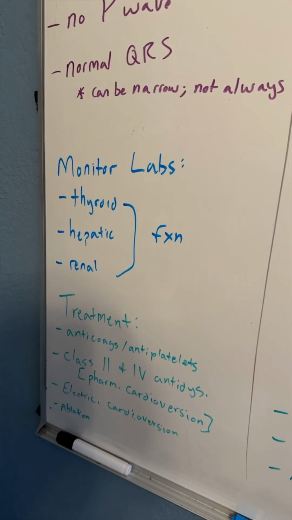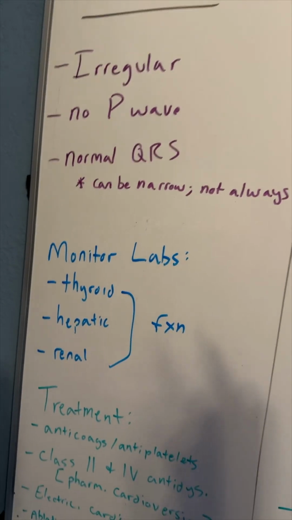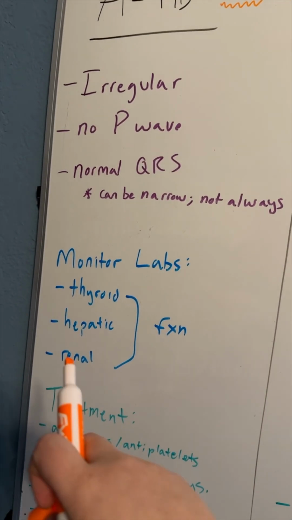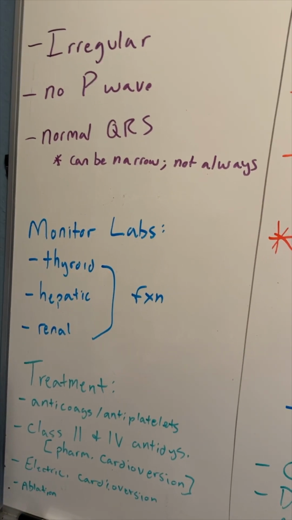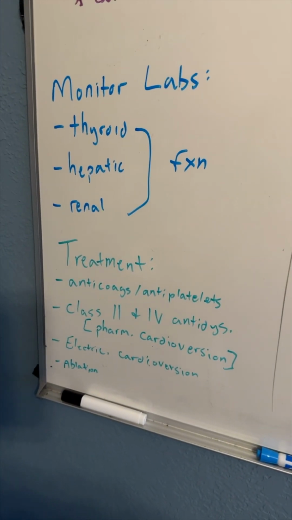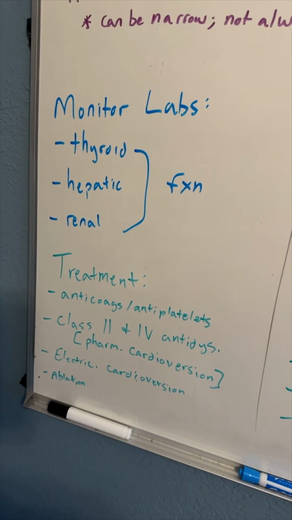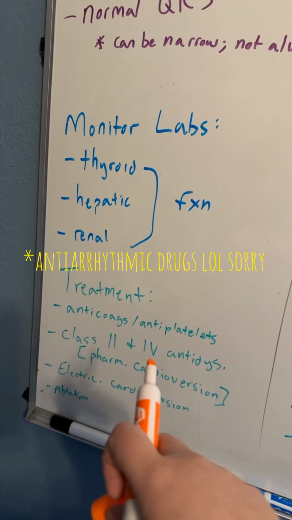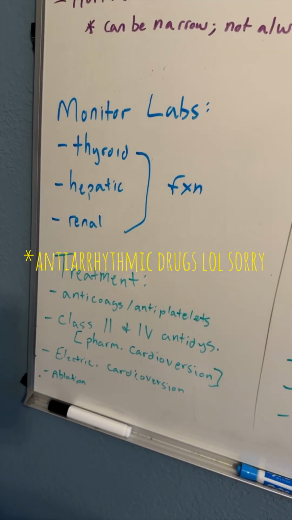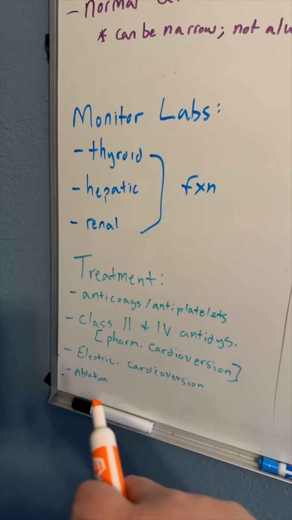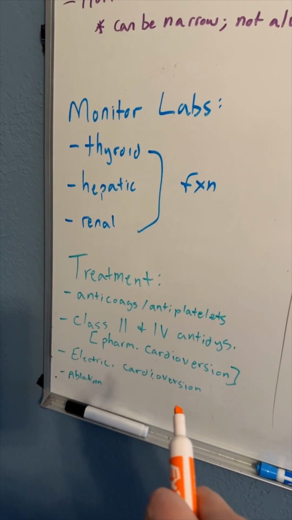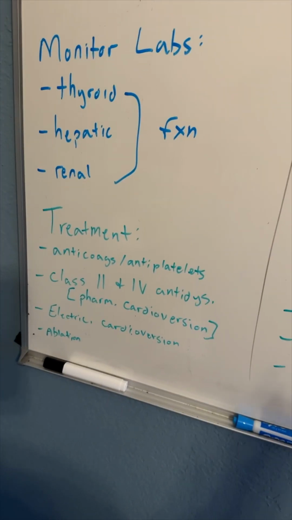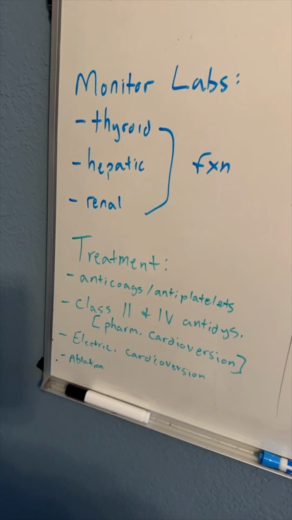Now, some labs you might want to monitor, some labs that could potentially lead to something like AFib: we want to look at thyroid function, liver function, kidney function. What kind of treatments are we going to have for AFib? We're going to have anticoagulants, antiplatelets. We're going to have pharmacological cardioversion with class 2 and 4 anti-dysrhythmia drugs. We could also come to electrical cardioversion if it's really severe and not responding to pharmacological treatment, or there could be an ablation.